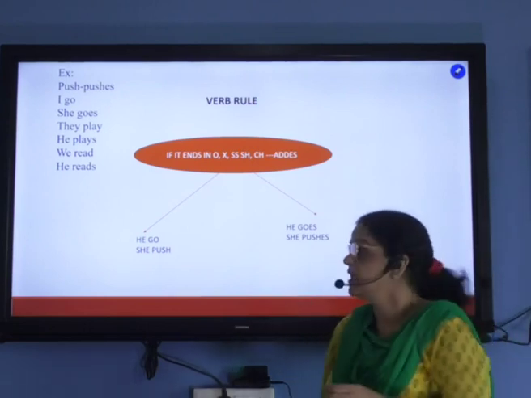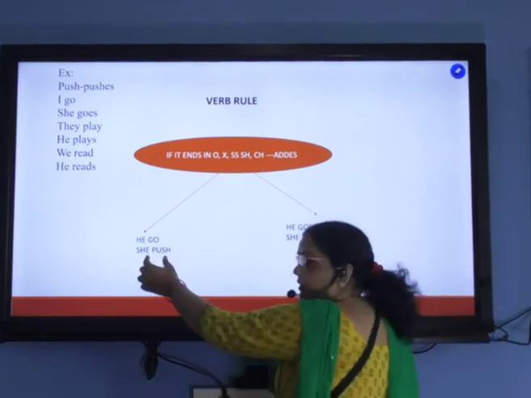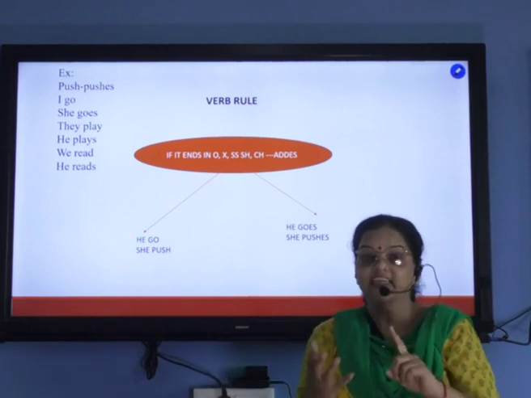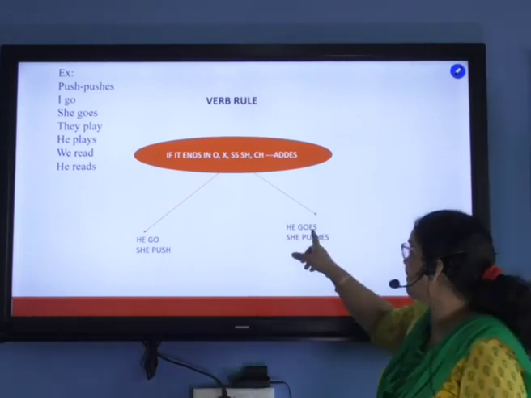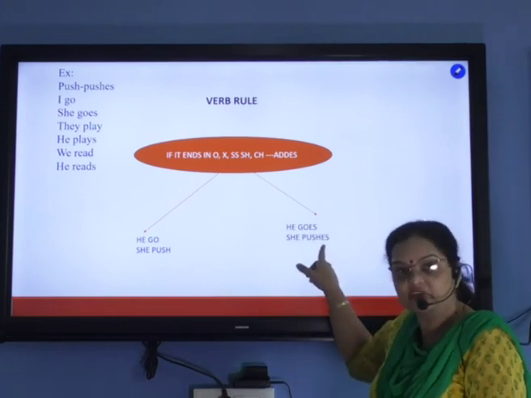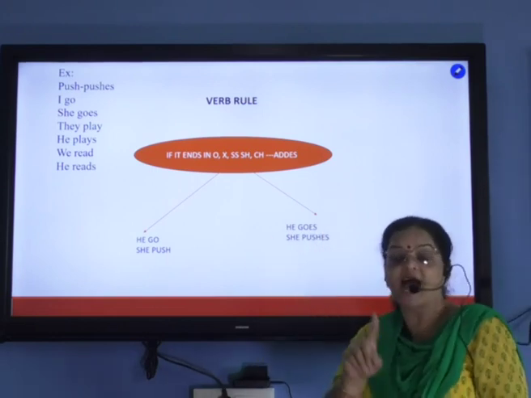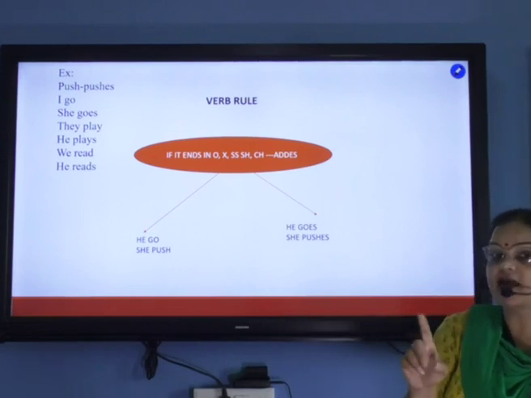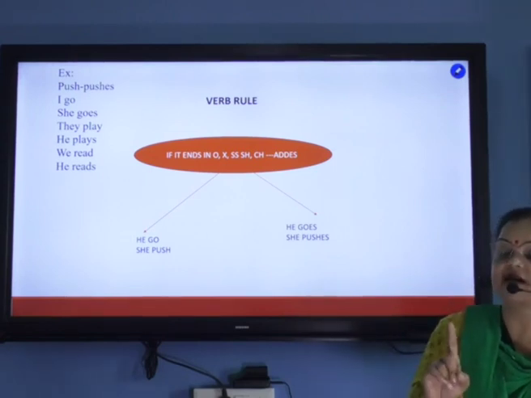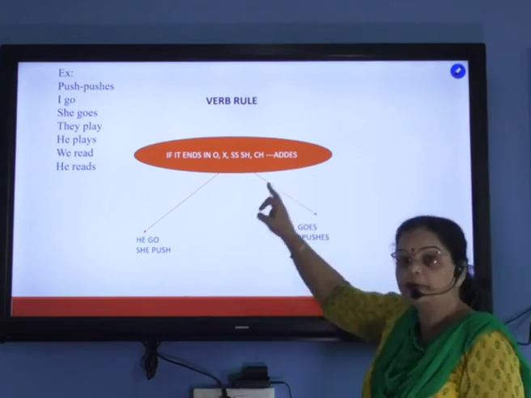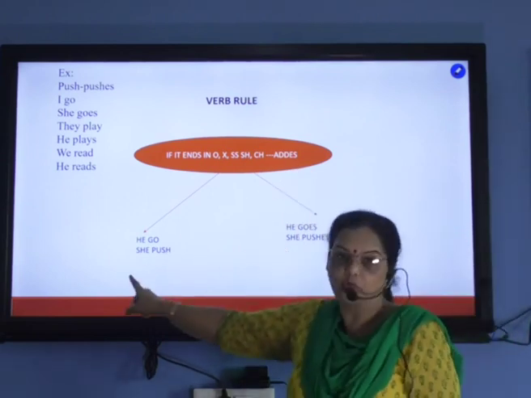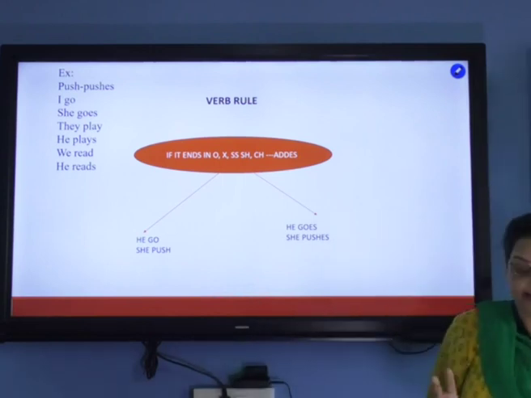And the other thing is the pronoun. Already I have told you that with the singular pronouns he, she, it, there will always be S or ES. And the other pronouns, I, we, you, they, will not have S or ES after them. So two things you have to keep in mind: one is this verb rule and one is the pronoun rule. So I think it's clear.